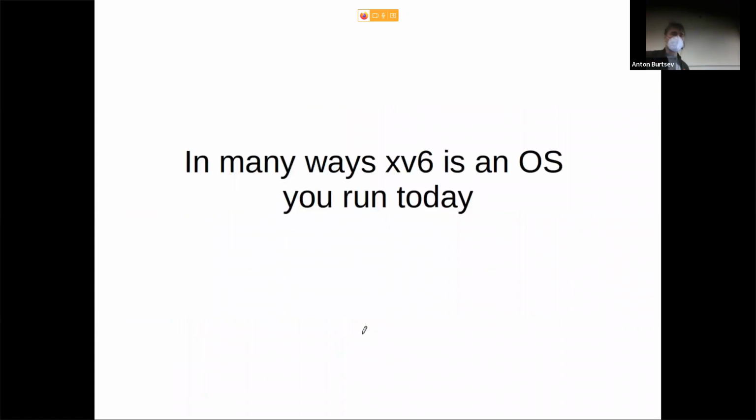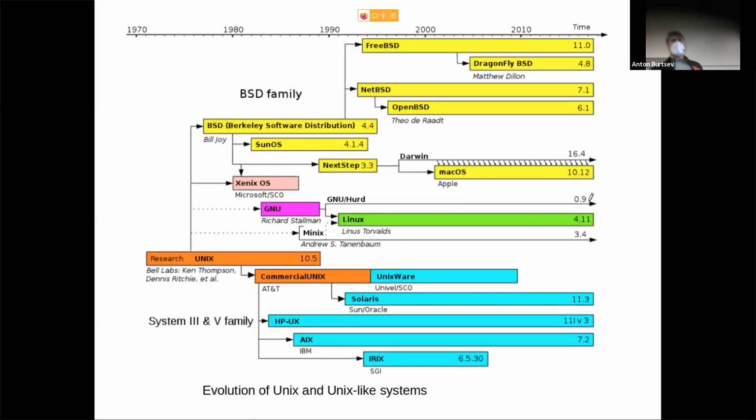Another powerful conclusion about x86 is that, as I was saying multiple times, in many ways x86 resembles the operating systems which you are using today. So essentially, if you look at this family tree of Unix operating systems, so x86, Unix version 6, do we see version 6 here somewhere?